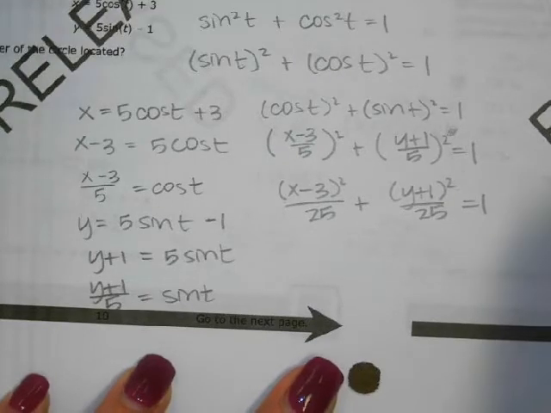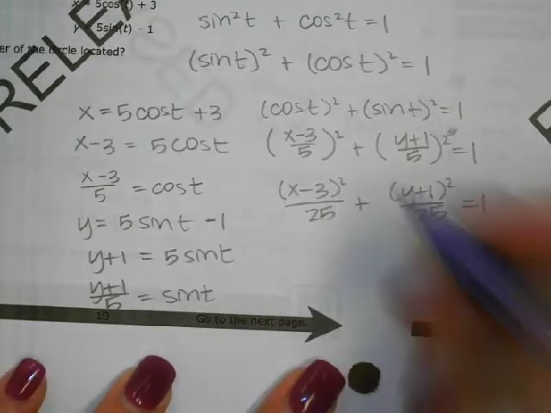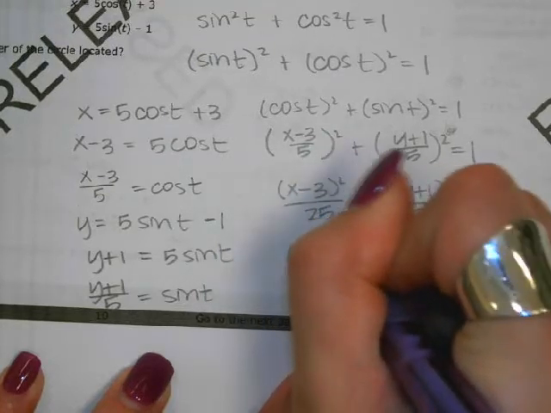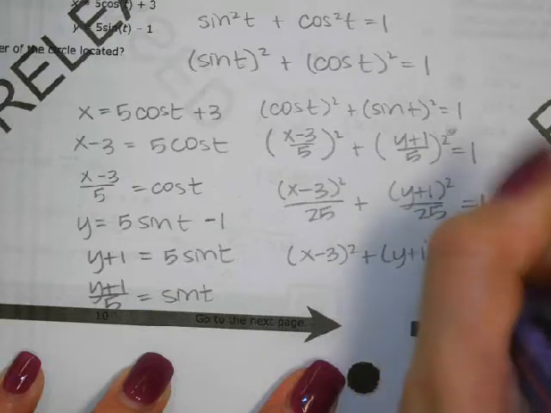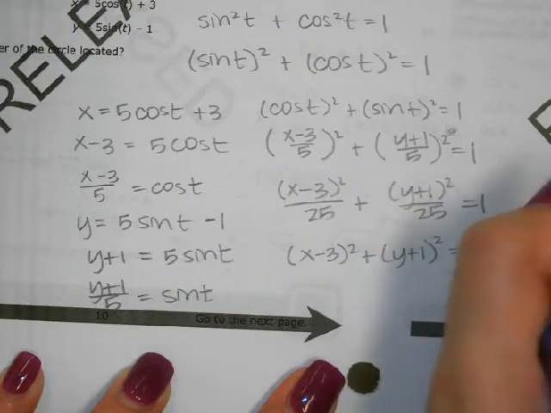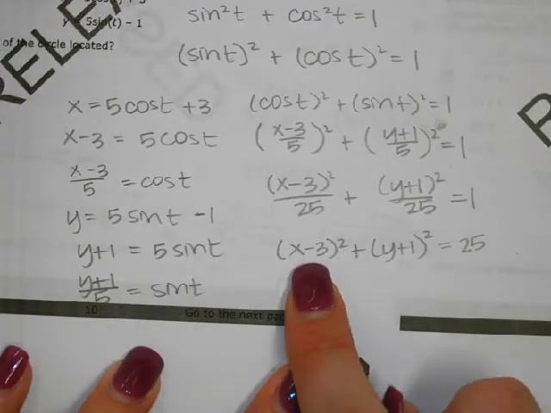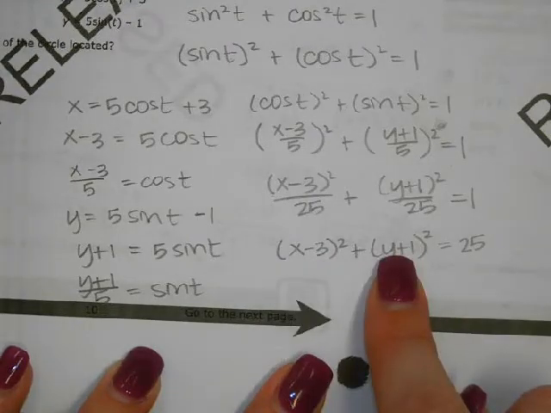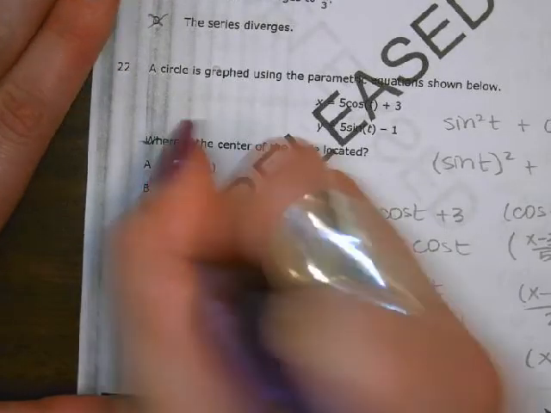I know that this is a circle because the denominators are the same. So this is exactly the same as if I wrote this as x minus 3 squared plus y plus 1 squared equals 25. So I have a center of positive 3, negative 1 with a radius of 5. So the answer here is C as well.